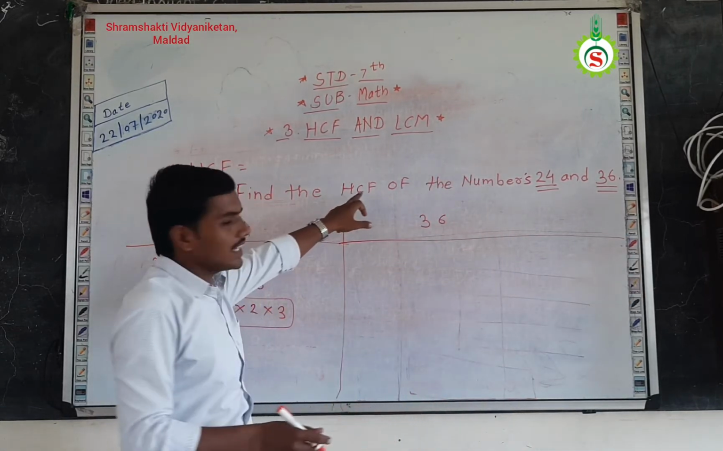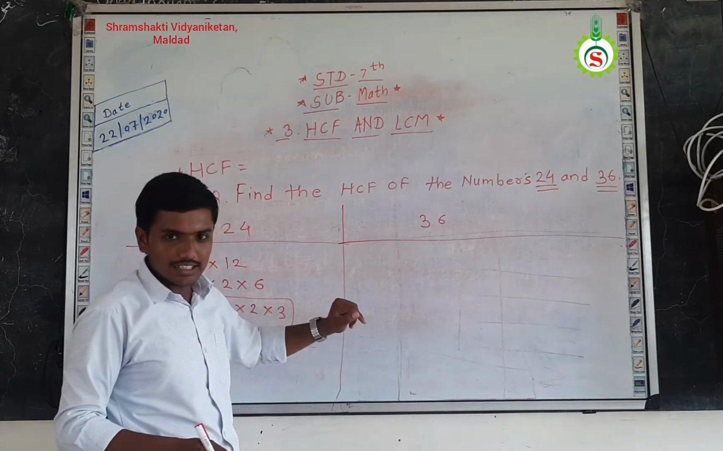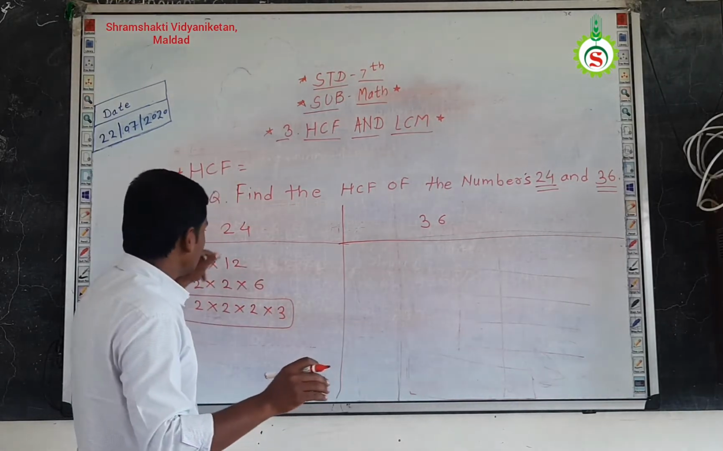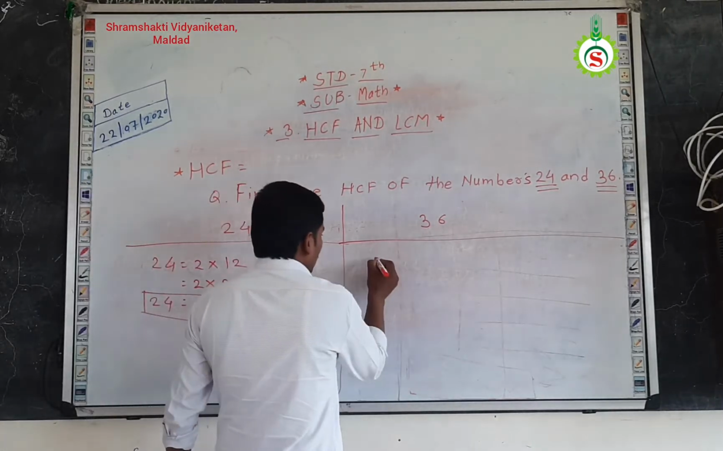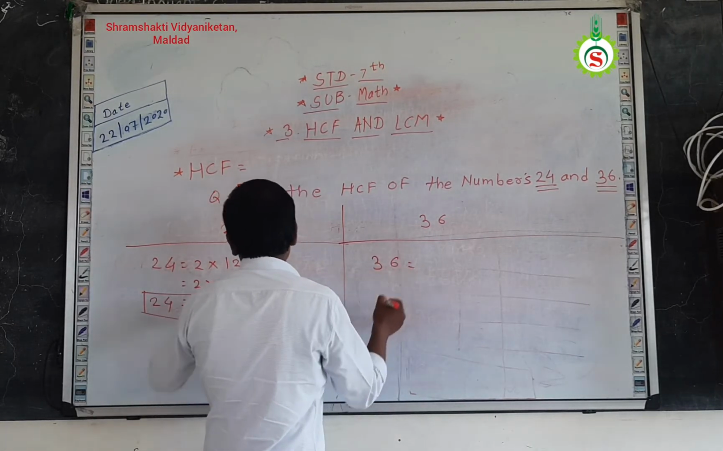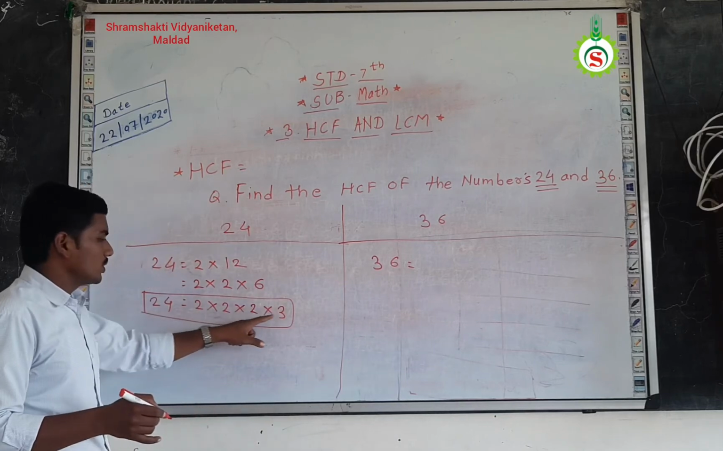Because we are finding the HCF by the factorization, for that purpose you have to first find out the factors of both the numbers. So I have to find out the factor for the 24: 2 into 2 into 2 into 3.